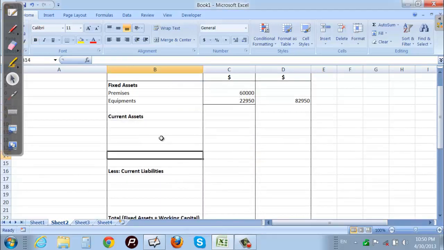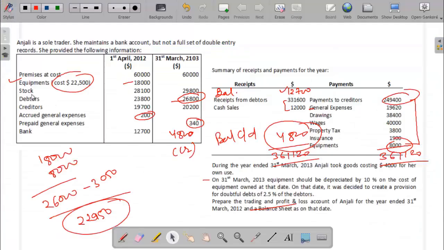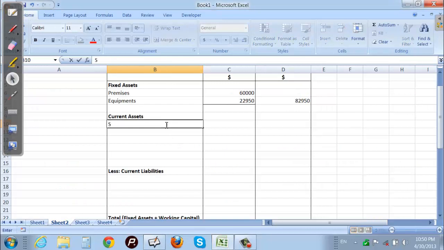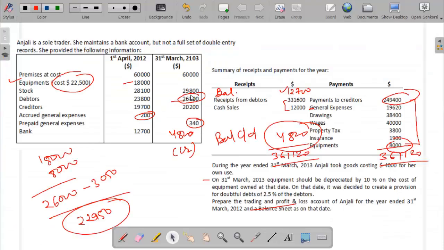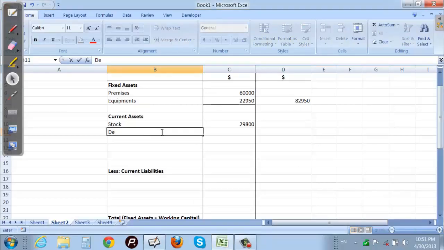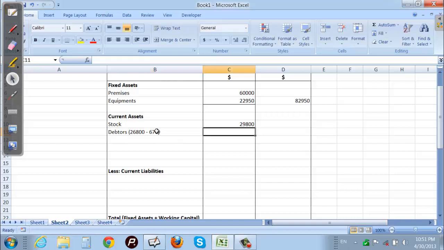Then we need to consider current assets. So let's see the question. The first item of current asset is stock, 29,800, the closing value of the stock, and the amount is 29,800. After stock, the next item is debtors, 26,800. So I will show debtors 26,800, and from this we will subtract the provision, and that is $670. So the net amount we will show is $26,130.